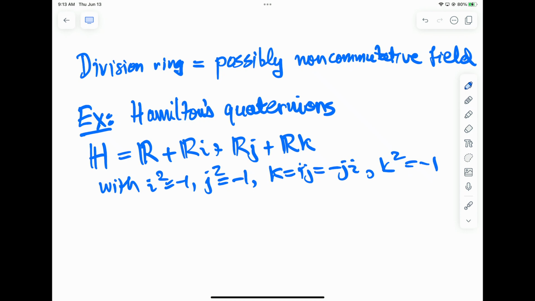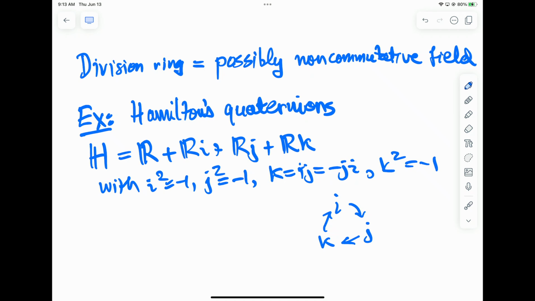And then it's hard to remember the rules. So ij and minus ji are both k. And then what you can do is you can draw a little circle, i, j, k, little arrows in alphabetical order.